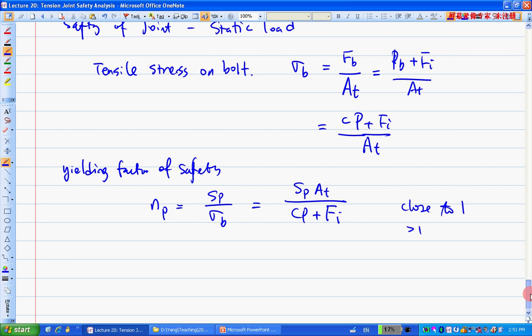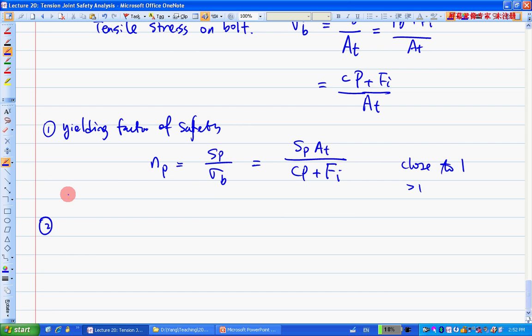Now the other format of analyzing the safety is that people apply a so-called load factor. You see this capital P here, right? Capital P here is the external load. So they apply a safety factor directly to the external load, capital P. So they use a safety factor NL here for capital P. So this is the first kind of calculating safety factor, and the second kind of safety factor is called the load factor. Okay, load factor. So the load factor is applied like this.